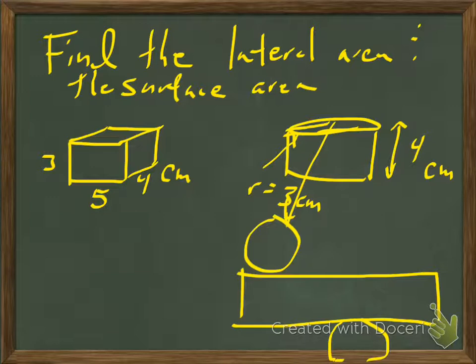If the radius is 3 centimeters, how far is it around this circle? Well, that's the circumference, right? And we just learned that circumference is pi times the diameter. Well, if the radius is 3, what's the diameter? 6. So from here to here is 6 pi, agreed? Yes. Okay, because that wraps around the outside of the circle.